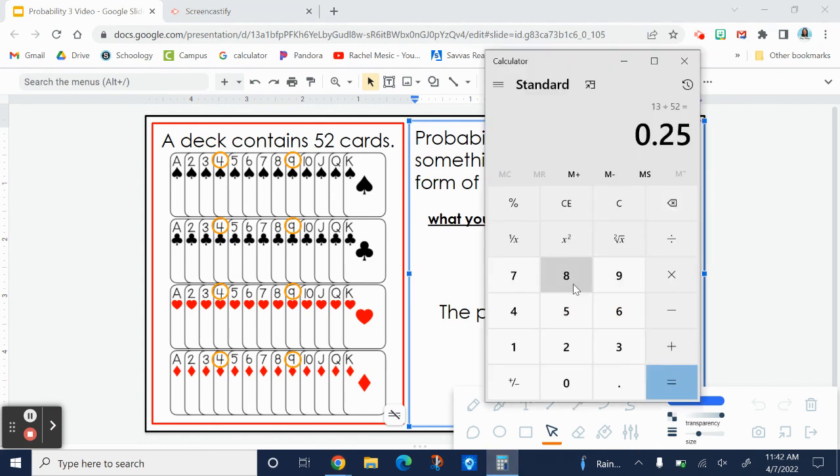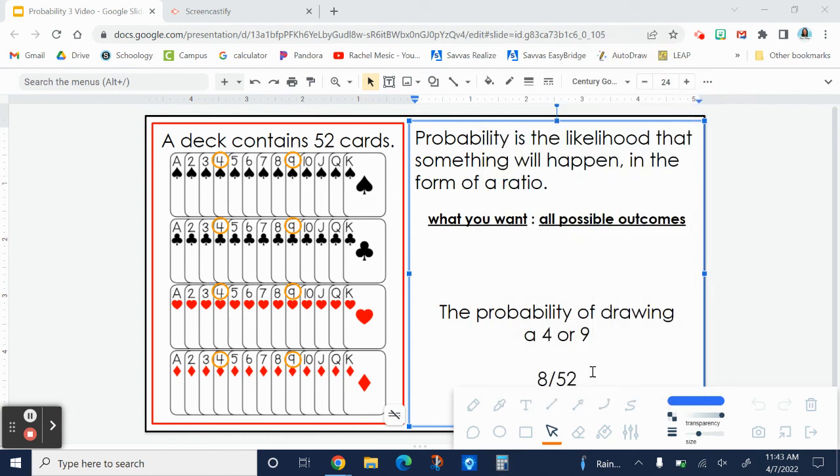To turn that into a percent, we do 8 divided by 52. And we get 15% when we move the decimal 2 to the right. The 3 is less than 5, so we do not round up. We can just ignore all of these extra digits. So 15%.